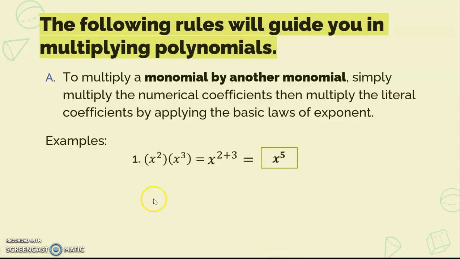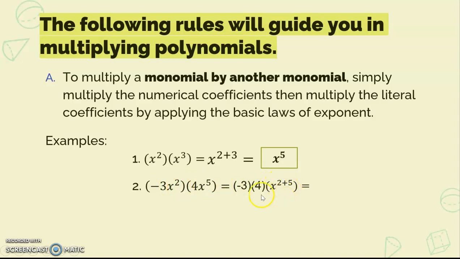It is that simple. Next, if we have numerical coefficients, so negative 3x squared times 4x to the 5th, we just multiply the numerical coefficients, negative 3 times 4, and then we copy the base x for the literal coefficient, and we simply add the exponents 2 and 5.